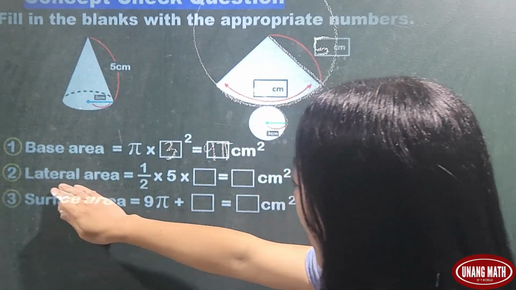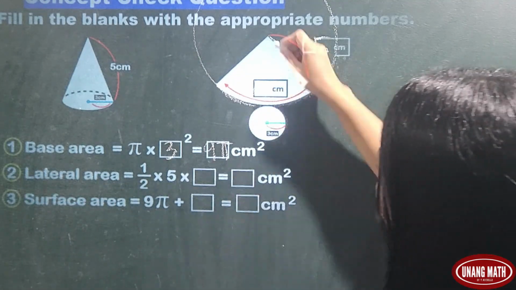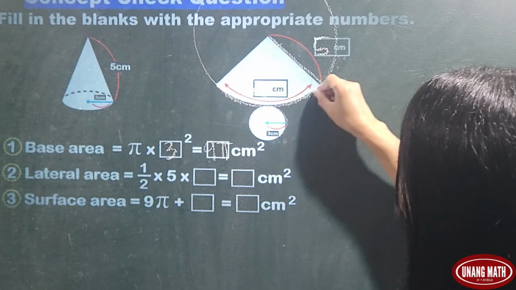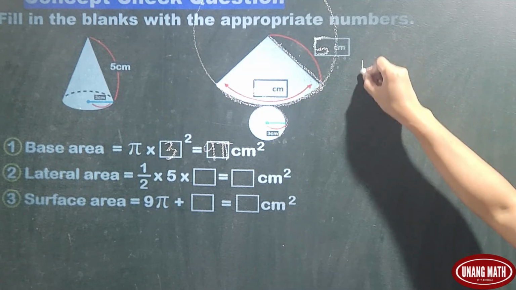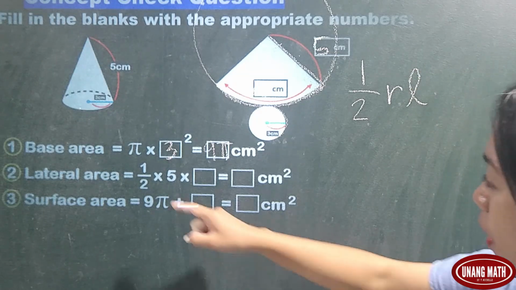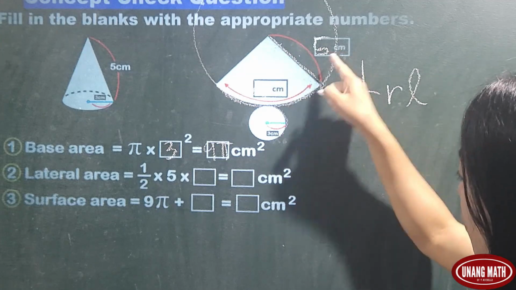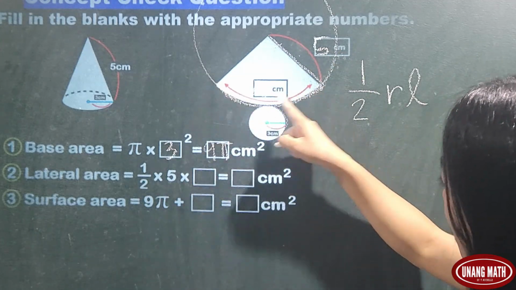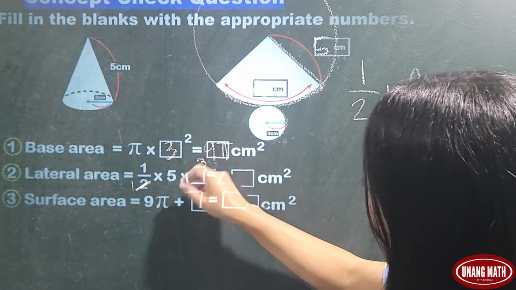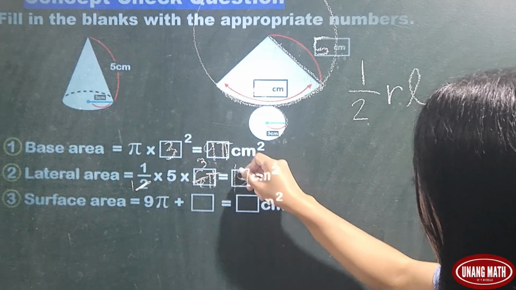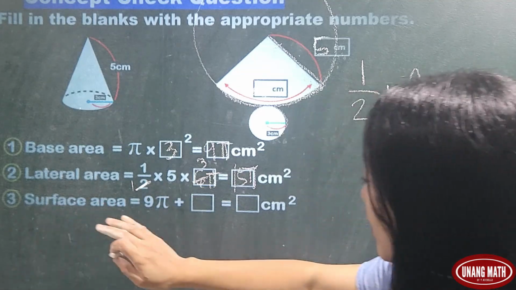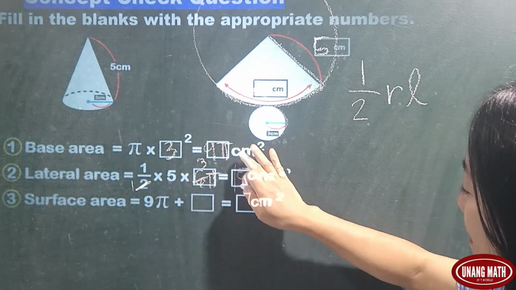What about the area of the lateral face? Since the central angle is not given, and the given is the length of the arc, what we will use is 1/2 times radius times the length of the arc. So 1/2 times the radius, which is 5 centimeters, times the length of the arc, which is 6 pi. If we simplify, half of 6 is 3, so 5 times 3 is 15. So this is 15 pi square centimeters. And finally, to find the surface area, we just have to add 9 pi and 15 pi.